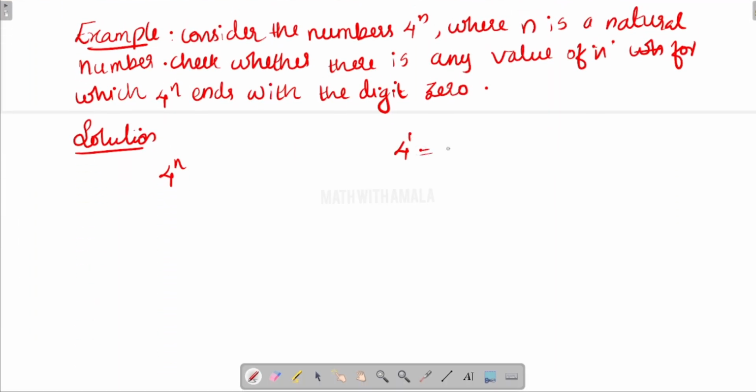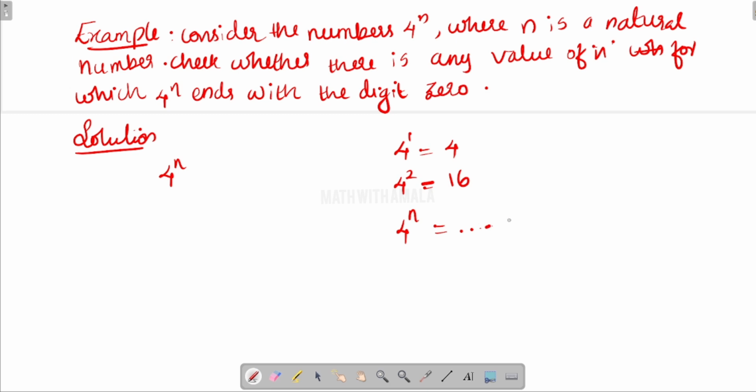Let's move to grade 10 chapter 1 part number 2. Here we deal with example number 1. Consider the numbers 4 raised to n, where n is a natural number. Check whether there is any value of n for which 4 raised to n ends with the digit 0.